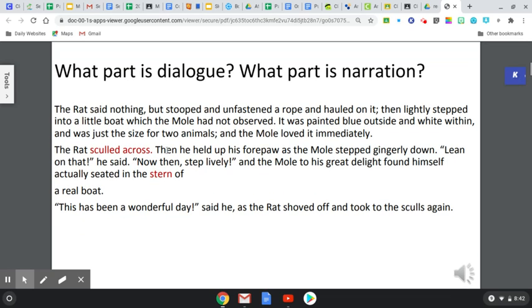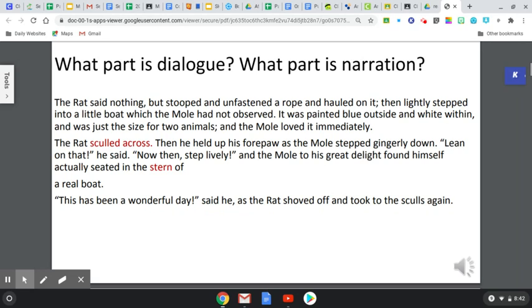The rat sculled across. Then he held up his forepaw as the mole stepped gingerly down. "Lean on that," he said. "Now then, step lively." And the mole, in his great delight, found himself actually seated in the stern of a real boat. "This has been a wonderful day," said he, as the rat shoved off and took to the sculls again.